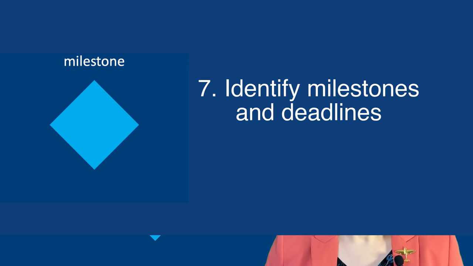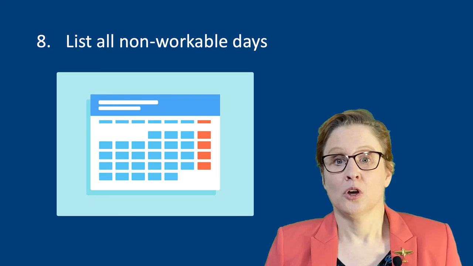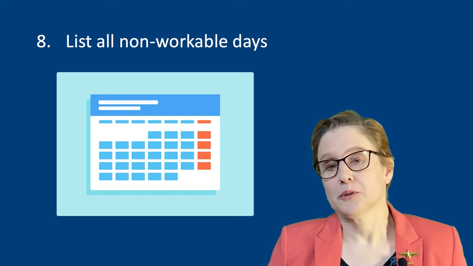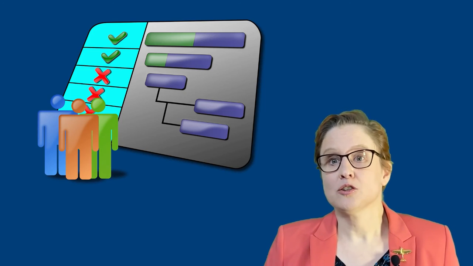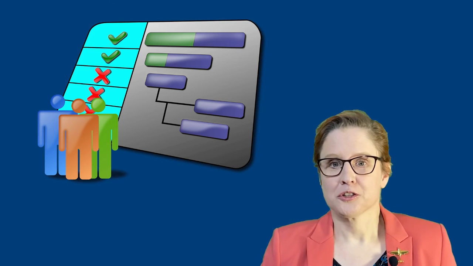Next, identify any major milestones in your research, such as deadlines and review moments. Also, list all your non-workable days. If you now were to plot all of these, on the horizontal axis the time frame of your research, and on the vertical axis all your activities, you'll get a nice overview in time of your intended research.